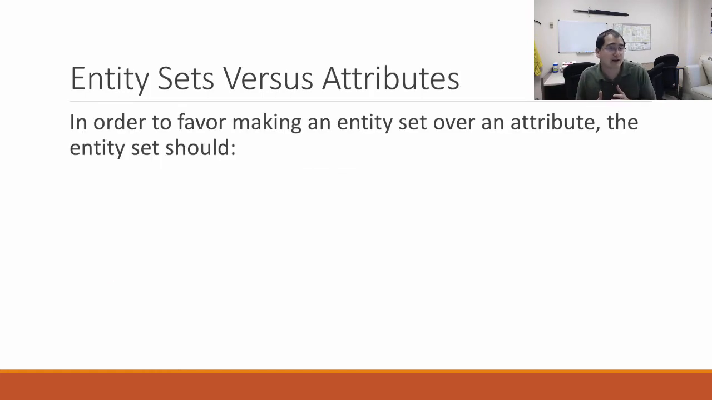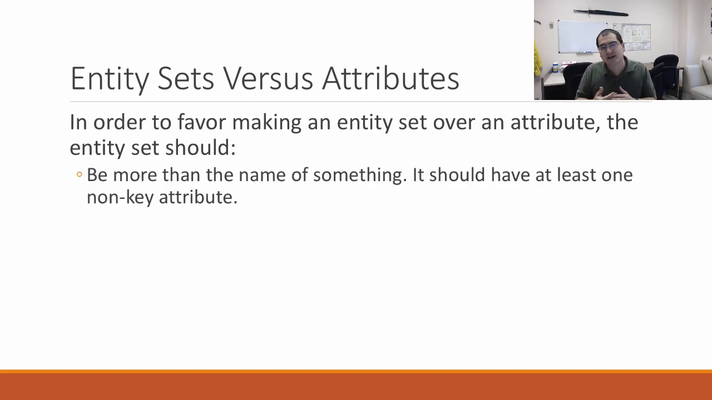The other thing to talk about are entity sets versus attributes. Okay, so a lot of times you have to decide, do I make a whole entity set to hold this information, or do I just make it an attribute on an existing entity set? So the way that you can use to determine this is an entity set should be more than just a name. It should be more than just an ID. It should have at least one non-key attribute. Okay? If all it is just its ID, if all it is just its name, then it really should just be an attribute on whatever needs to know about that name.